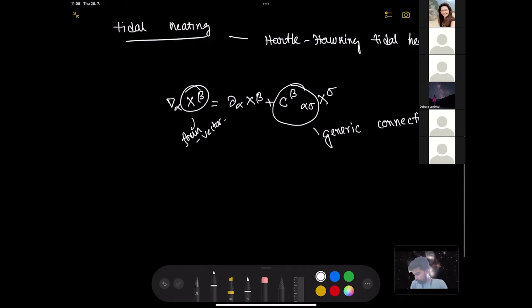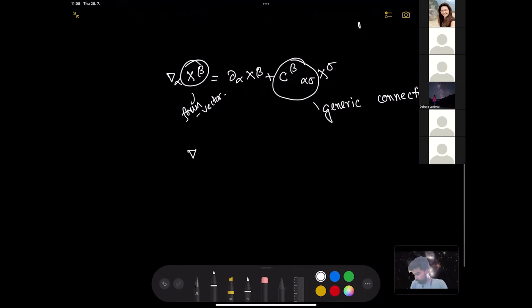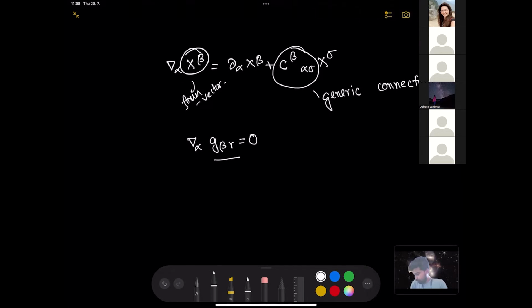We have here only one condition, that is zero non-metricity. That means we have this condition where g is the metric. So we say that the metric is unchanged if we take the covariant derivative. So we can assign a local Minkowski spacetime to each point of the spacetime.